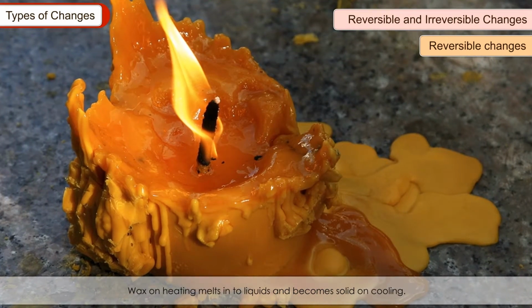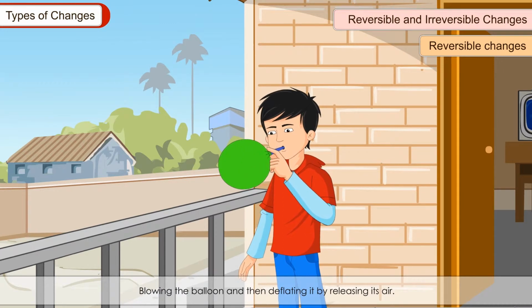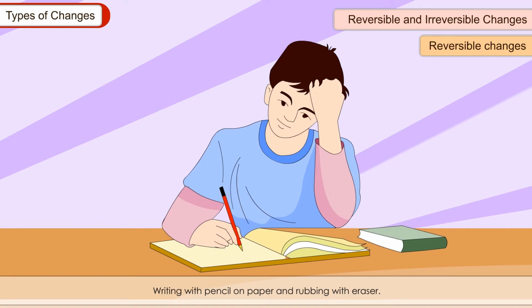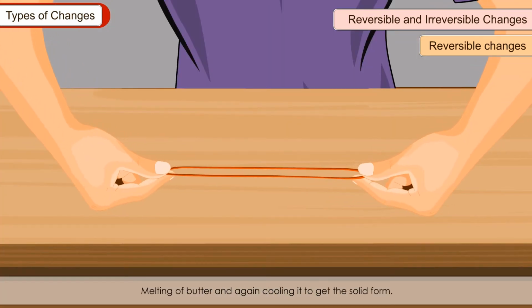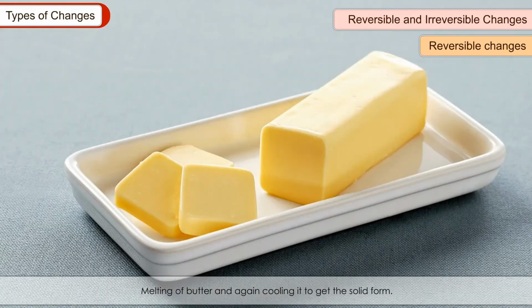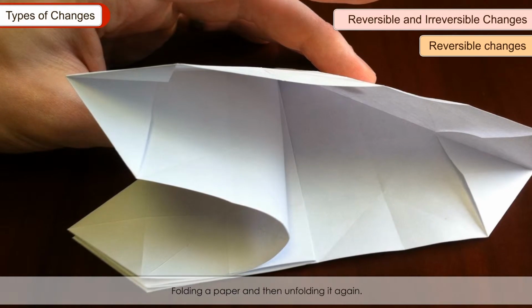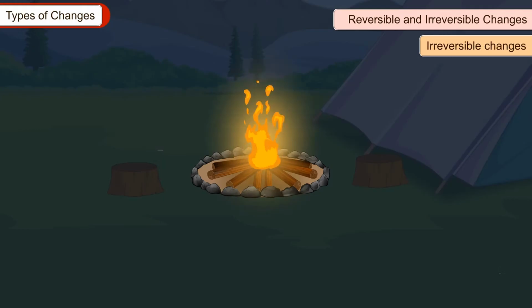Wax on heating melts into liquid and becomes solid on cooling. Blowing the balloon and then deflating it by releasing its air. Writing with pencil on paper and rubbing with the eraser. Stretching rubber or spring. Melting of butter and again cooling it to get the solid form. Folding a paper and then unfolding it again. Dissolution of sugar or salt in water.